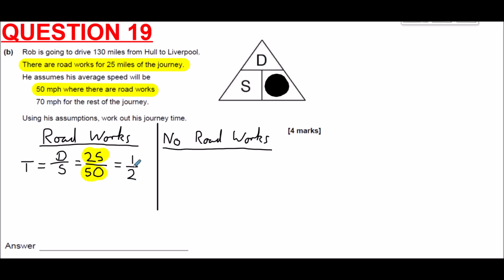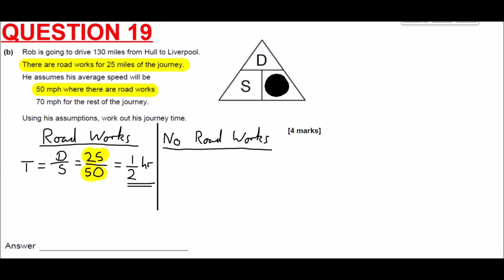Now is it half a minute, half a second? Let's have a look. The units we put in for speed, mph, the h stands for hours. And so if the units going in relate to hours, the units coming out will also relate to hours. And so that's going to be half an hour. So the roadwork section of a journey should take him half an hour.